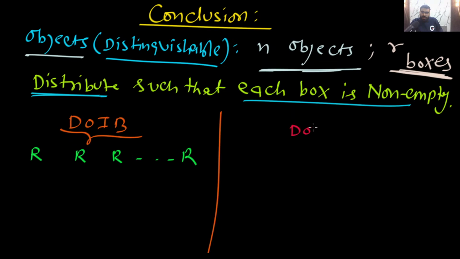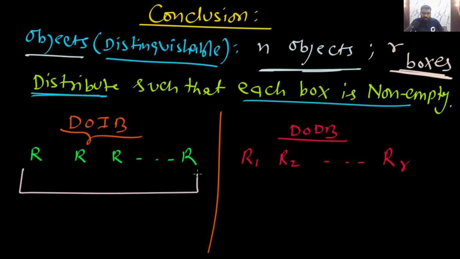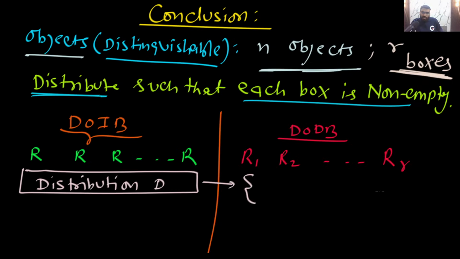And in DODB, all the boxes are different: R1, R2 and so on up to RR. Now you can easily see, if I give you some distribution here, corresponding to that, how many distributions will I get here? Tell me. If I give you some distribution D1, how many distributions will you get here?